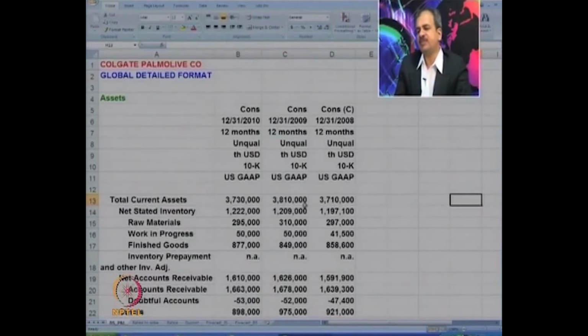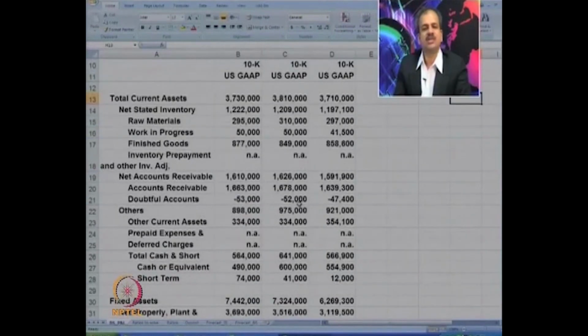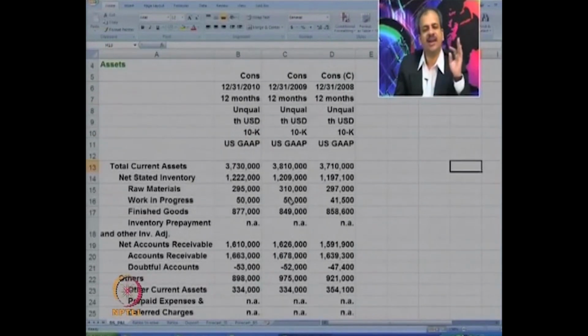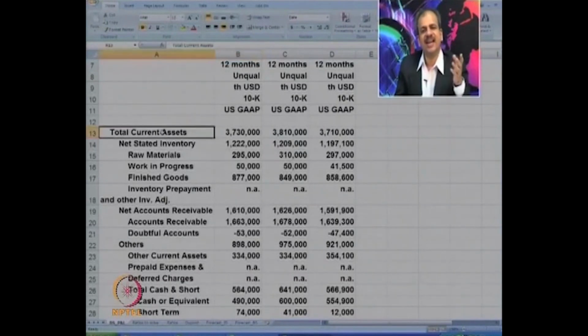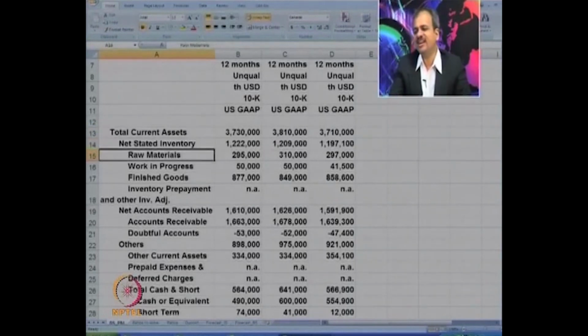The figures are as per US GAAP. Just go through it carefully because it's a very longish balance sheet. Here we have provided data for 3 years for 31st December 8, 9 and 10. So you can look at the format, which is also slightly different from the Indian format which we have seen. First, it is starting with the assets. In assets also, usually we start with fixed assets, they start with current assets. So you can look at, first there is a total current asset, then net stated inventory, raw material, work in progress and so on.